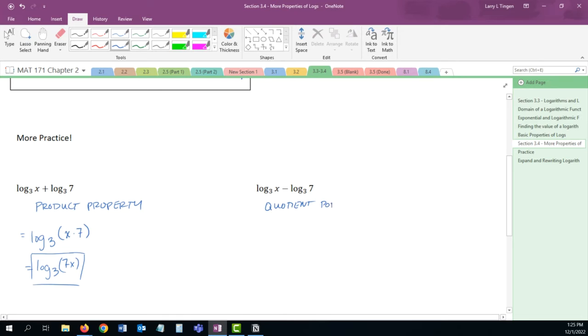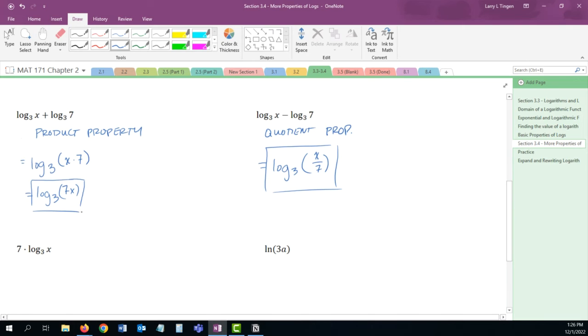The quotient property says subtraction on the outside is the same thing as division on the inside. Now, notice both of these problems, the base of the log matched. Log base 3 of x, log base 3 of 7, log base 3 of x, log base 3 of 7. I can only use the product property if I have the same log, same base in both terms.